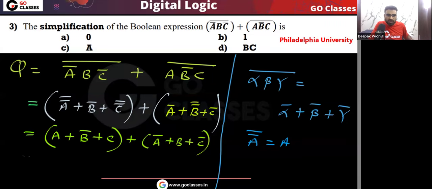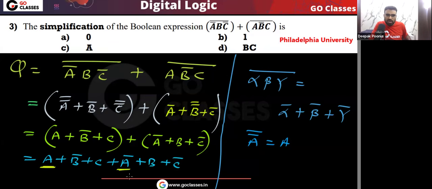Okay. Now this is actually very simple. We are just doing the or here. So I can simply write it like this: A or B bar or C or A bar or B or C bar. And ultimately, if you notice, A or A bar itself will become 1. 1 or anything is the same as 1. So finally we got 1. The final answer for this question will be option B.